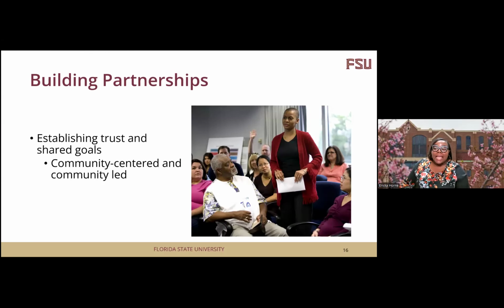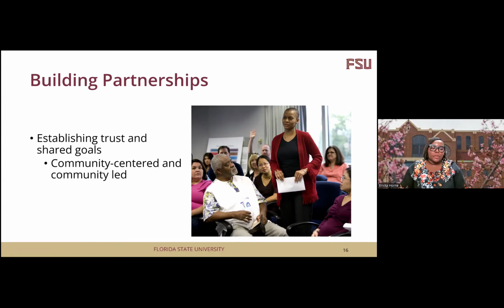And then you want to establish trust and shared goals. So you want it community centered and community led. Ideally, you want your community being the ones leading the charge. You want them to be the ones creating or co-creating the messages. And when you allow their voices to be heard, you allow other community members to hear their voices, and they are able to realize that they are important. They are part of the process.